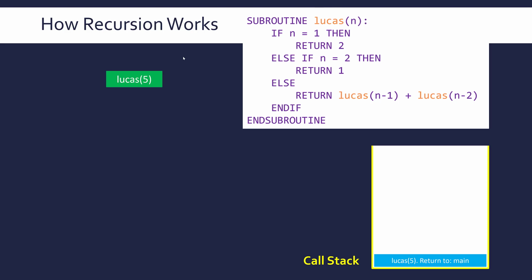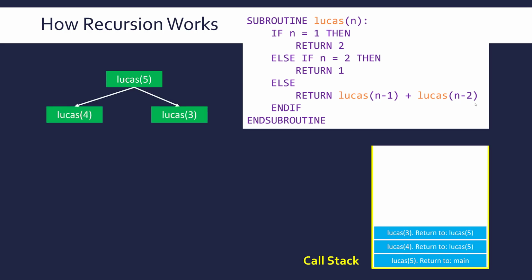We look at the code. Well, n is not 1, is not 2. And so I've got to look at this general return line. And I'm going to spawn two other subroutine calls here, Lucas 4 and Lucas 3. So we're not doing anything yet, we're just passing the buck down the line. We're winding up our recursion tree in this case.